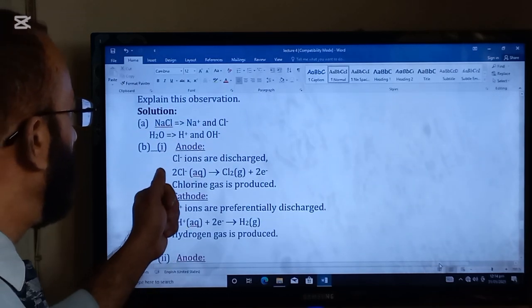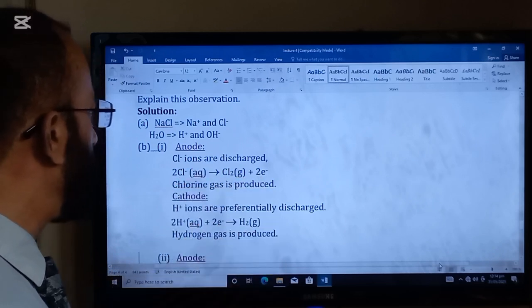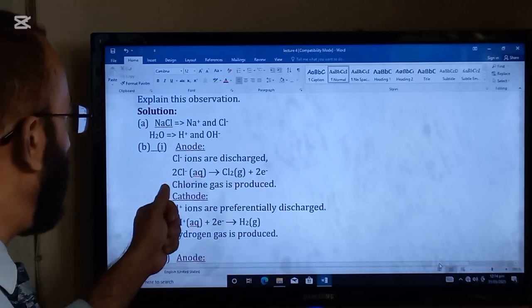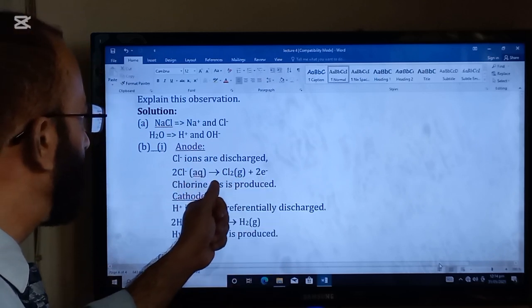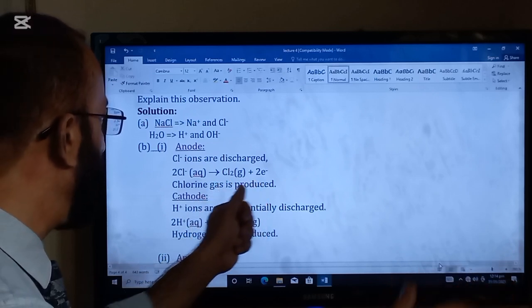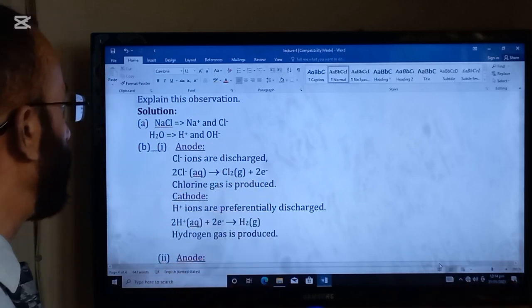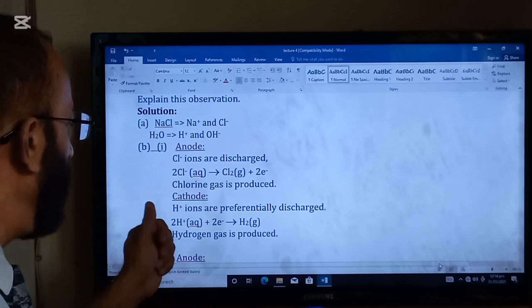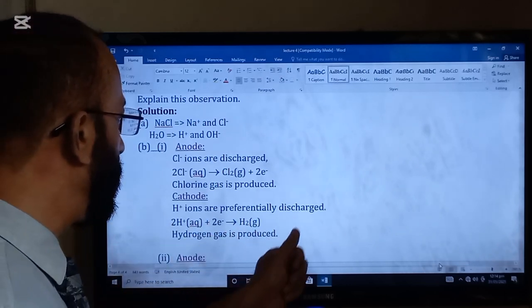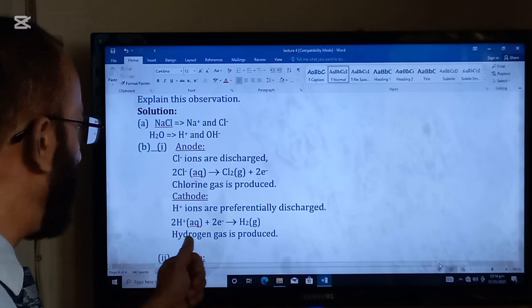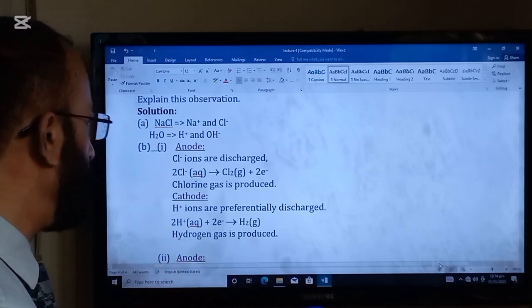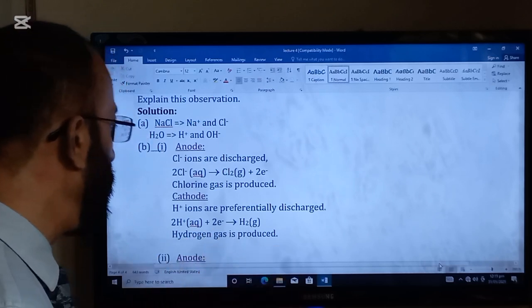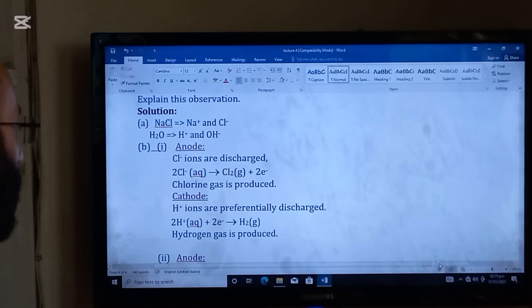Anode. Chloride ions are discharged. Reaction is 2Cl- forms Cl2 plus 2 electrons. Chlorine gas is produced. This is the reaction at the anode. At cathode, H+ ions are preferentially discharged. Reaction is 2H+ plus 2 electrons forms hydrogen gas. Hydrogen gas is produced.